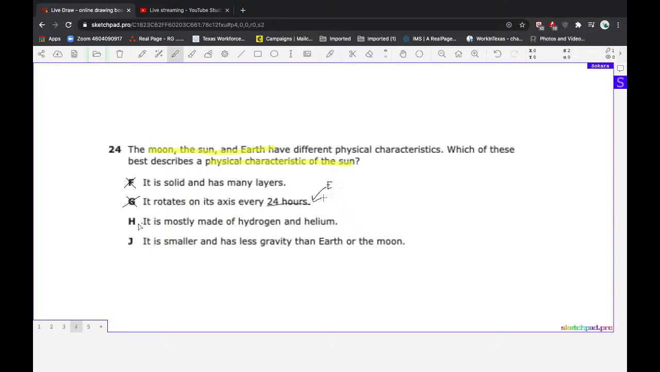Option H. It is mostly made of hydrogen and helium. This is correct. These are actually both gases, and this is what the sun is mostly made of, so we'll keep that there. And let's check J.